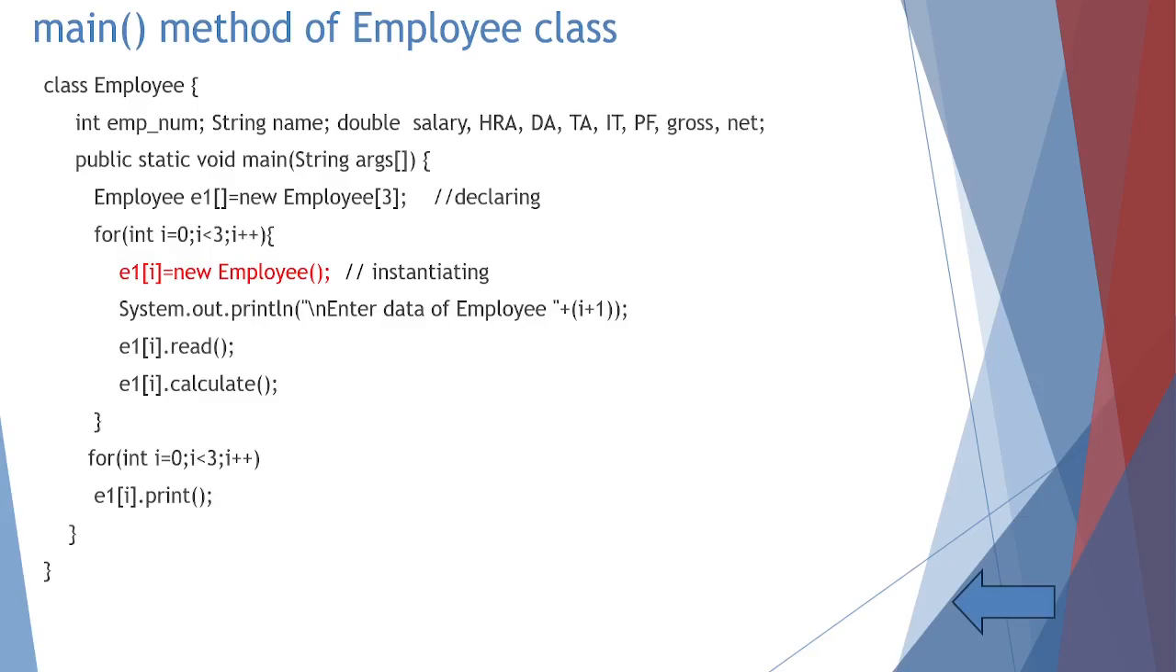But the print method we are calling outside the first for loop. Why? Because otherwise what happens? It reads, calculates, prints; reads, calculates, prints, if we call it inside the first for loop. So first of all, we take input and calculate everything, and then take a separate for loop to print the data together.